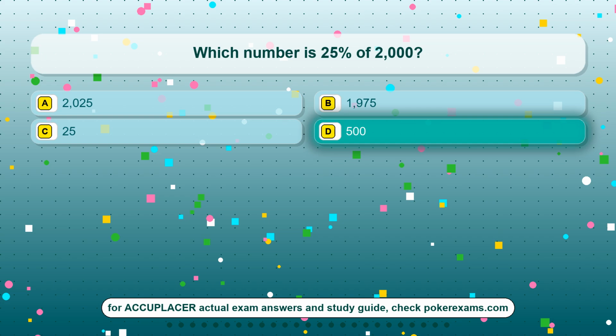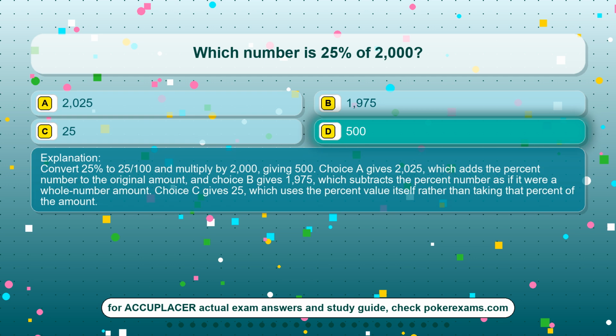The correct answer is option D, 500. Convert 25% to 25/100 and multiply by 2000, giving 500. Choice A gives 2025, which adds the percent number to the original amount, and choice B gives 1975, which subtracts the percent number as if it were a whole number amount. Choice C gives 25, which uses the percent value itself rather than taking that percent of the amount.